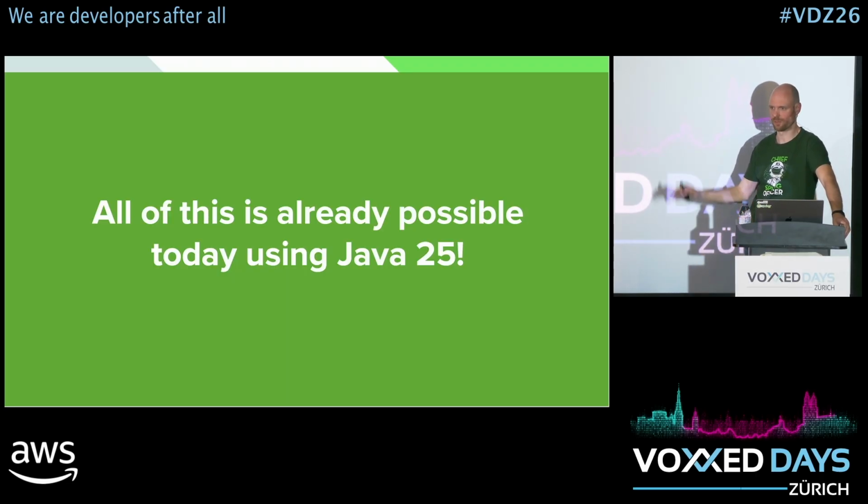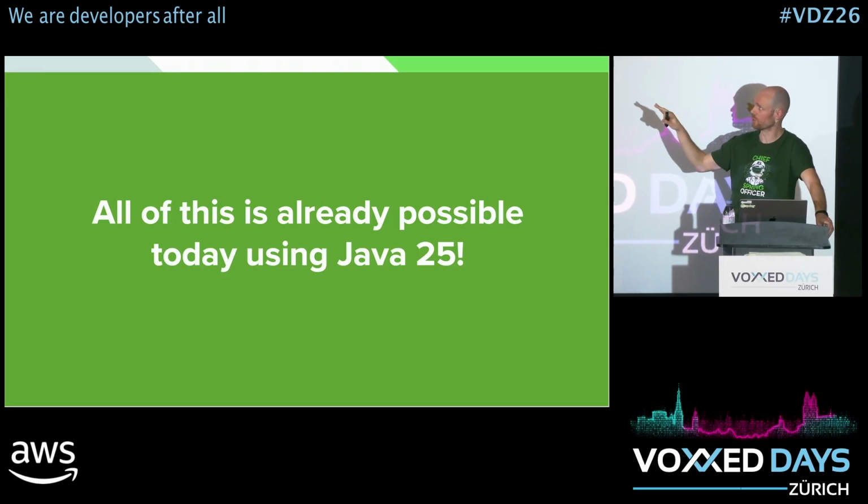All of this, what I've shown you, like going from 3 seconds to 0.6 seconds, is already possible using Java 25. There are no preview flags, other weird stuff, or self-compiled JDKs. Everything is usable right now using Java 25 or Java 26. So there's no excuse to not do that stuff.